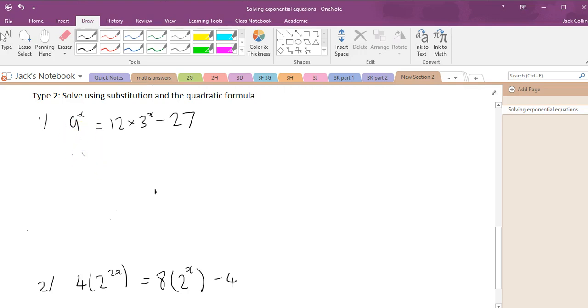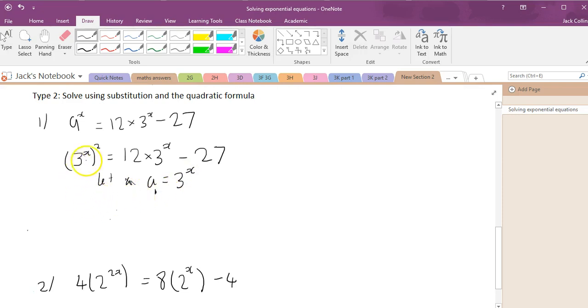9^x is the same as (3^x) all squared. It's equal to 12 times 3^x minus 27. Okay, so now we've got a squared term with the same base and just the regular term here. So what we're going to do to turn this into a quadratic is let a equal 3 raised to the power of x to simplify this down, okay?